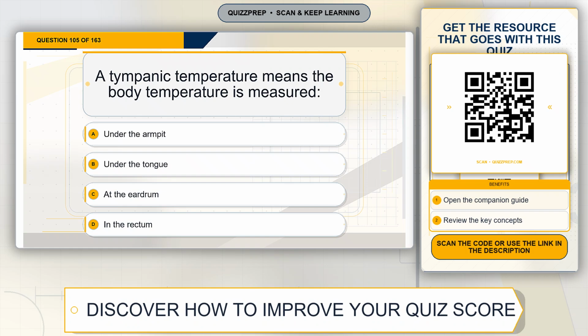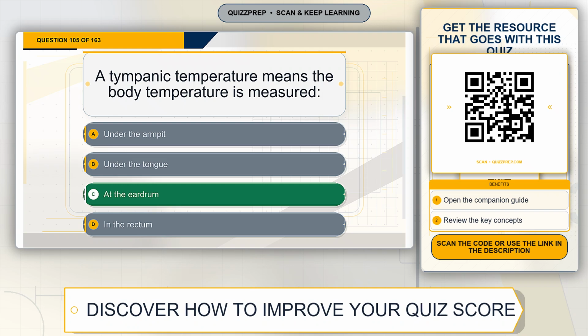A tympanic temperature means the body temperature is measured: Option A, under the armpit. Option B, under the tongue. Option C, at the eardrum. Option D, in the rectum. The correct answer is option C, at the eardrum.